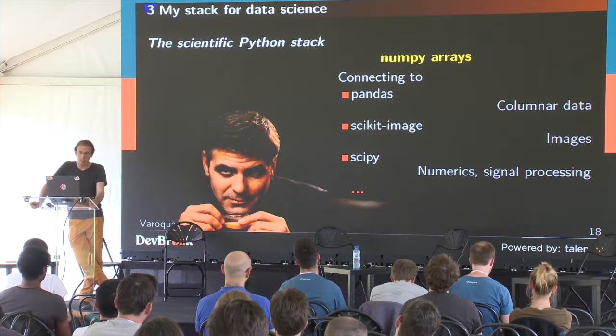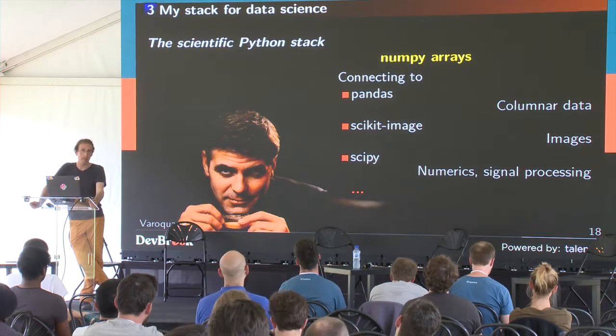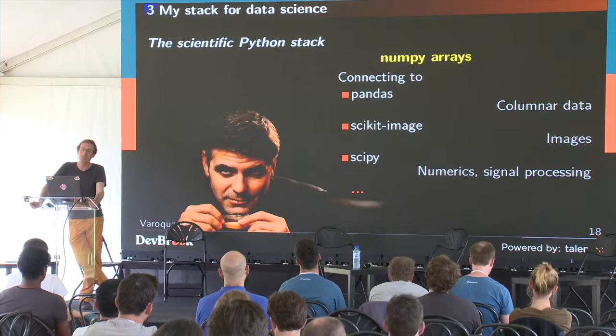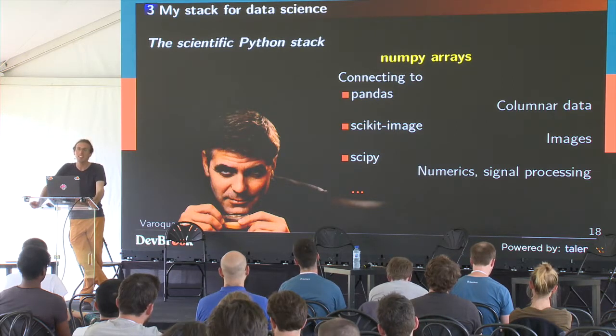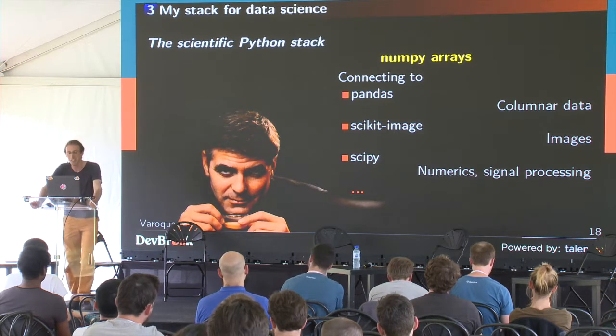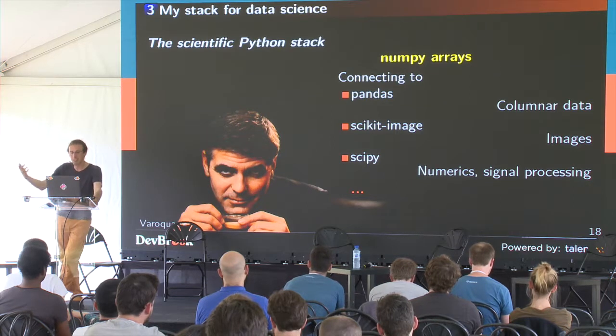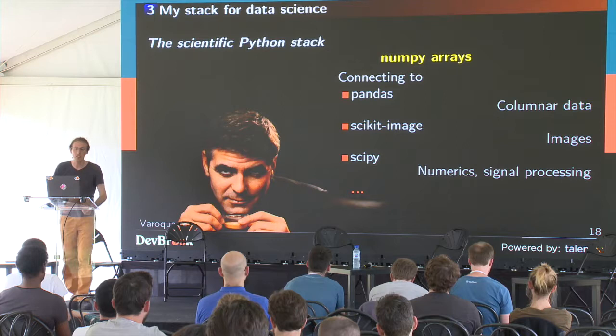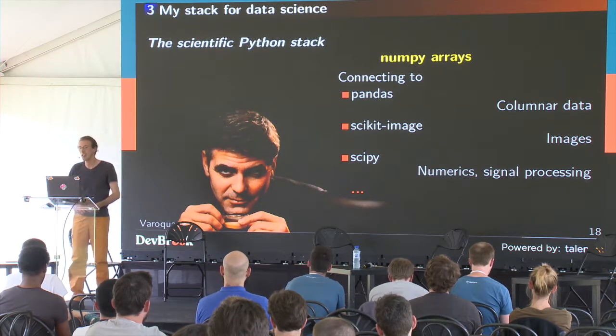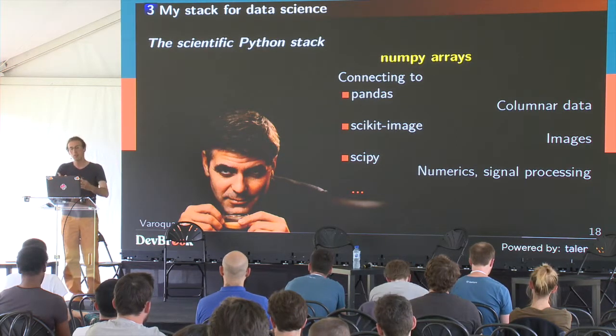Now NumPy arrays can connect to other libraries, such as pandas. You can think of pandas either as a database in memory, or as programmable Excel, depending on your background. We can connect to scikit-image, which is about processing images. We can connect to SciPy. SciPy is basic scientific Python code, with all kinds of core numerical routines.